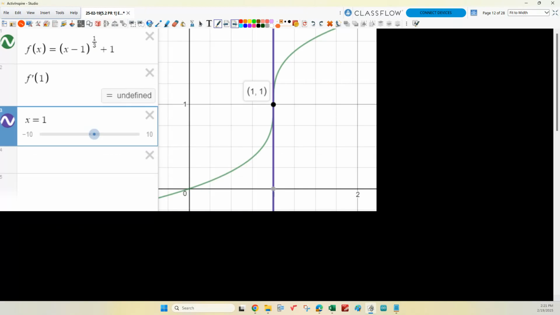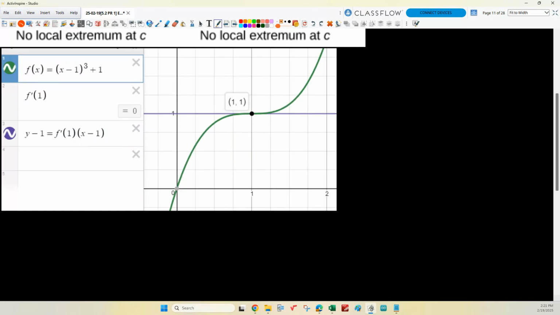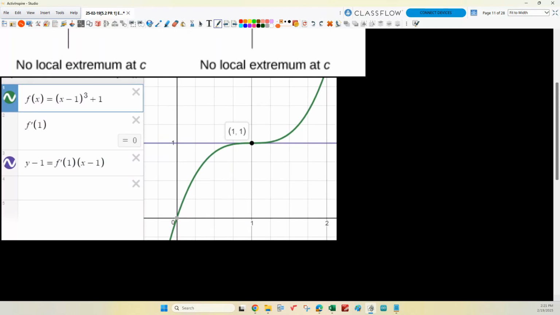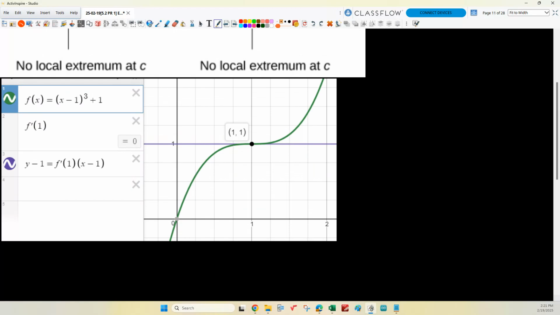Okay, and they're just some examples of some specific functions, right? I guess I did pick some. So there's a good one, right? There's a cubic function where there's a critical number because it's a place where the derivative is equal to 0, but it's not an extremum.